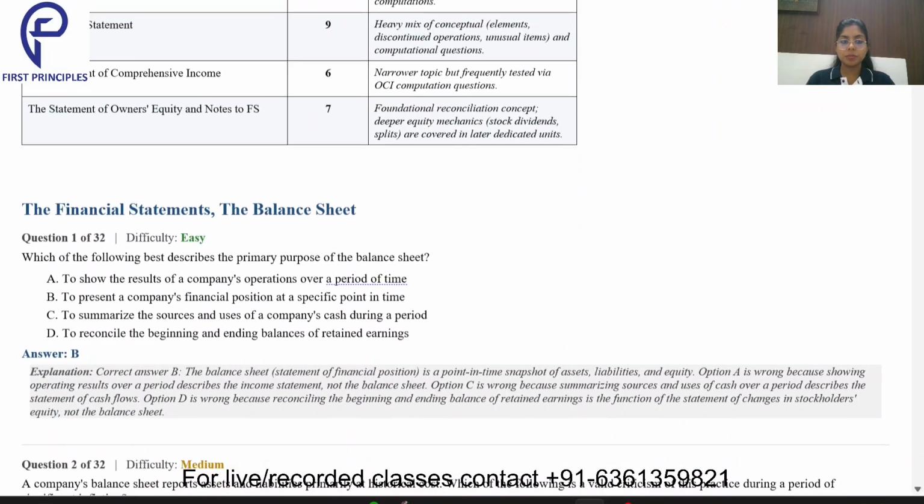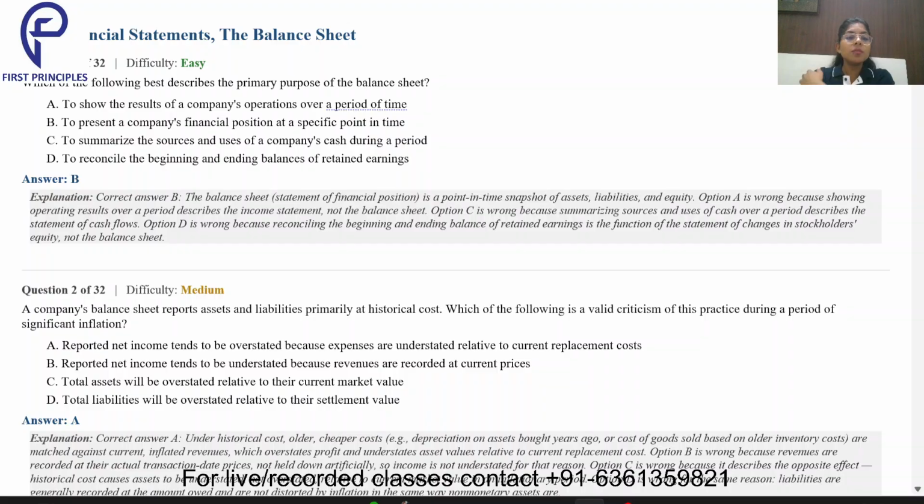Let's start. Question 1 says: which of the following best describes the primary purpose of the balance sheet, that is, why is the balance sheet actually prepared? Option A, to show the results of a company's operation over a period of time. Is the balance sheet prepared over a period of time? No, the income statement is prepared over a period of time. So it's not the correct answer.